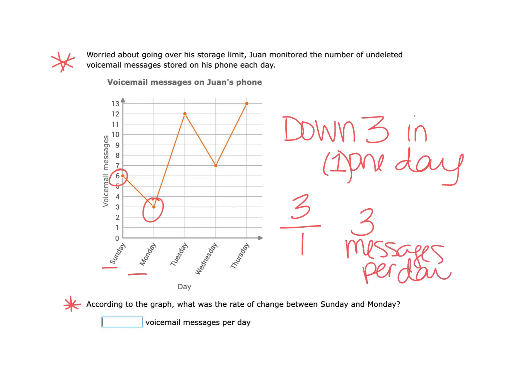But again, because it went down, we would need to make it a negative 3. Because if it was just positive 3, then we would think it went from 6 to 9. But it went from 6 to 3. So we need to make sure that we have a negative 3 for negative 3 voicemail messages per day.